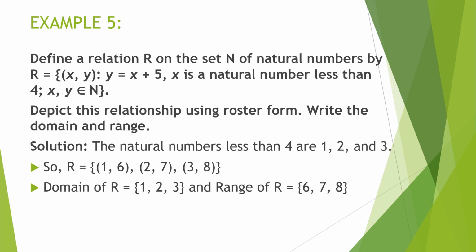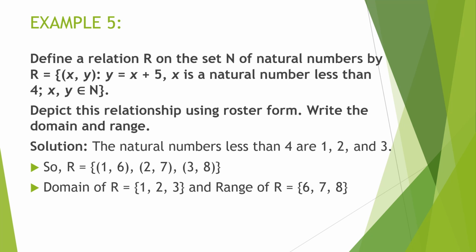Now first of all, it is given that x is a natural number less than 4. That means x can take values 1, 2 and 3. So in our relation R, x will take values 1, 2 and 3. And what will be the corresponding value of y? x plus 5. 1 plus 5 is 6, 2 plus 5 is 7, 3 plus 5 is 8.